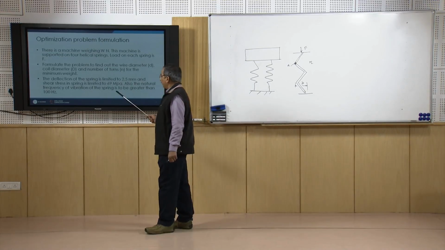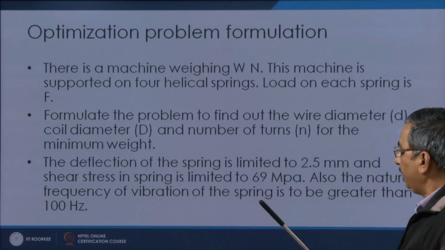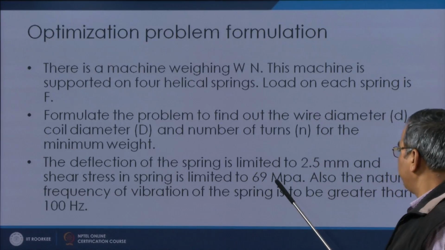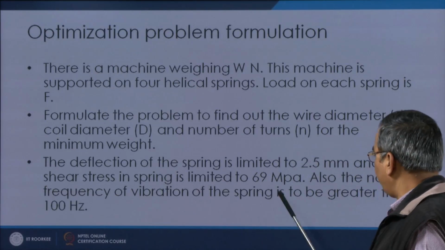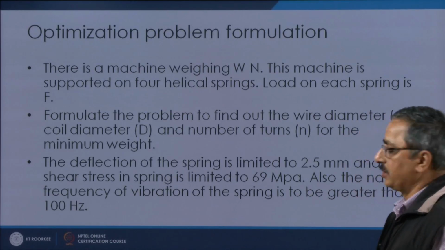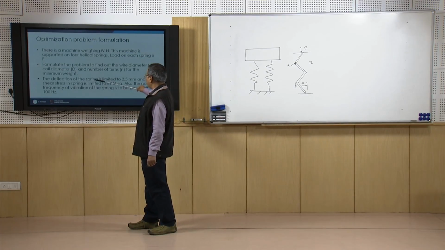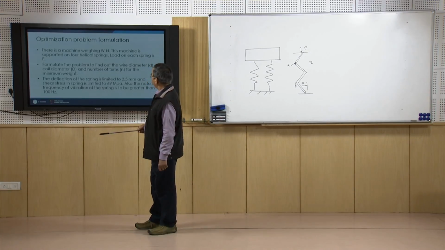We are given that the deflection of the spring is limited to 2.5 millimeter, and the shear stress in the spring is limited to 69 megapascal, and the natural frequency of vibration of the spring is to be greater than 100 hertz. So, all the statements from here to here are the constraints. Okay.